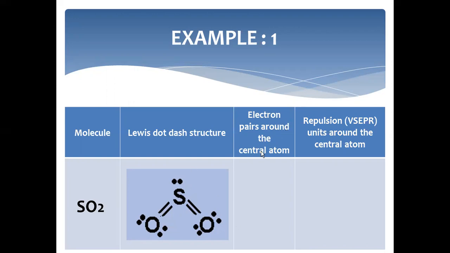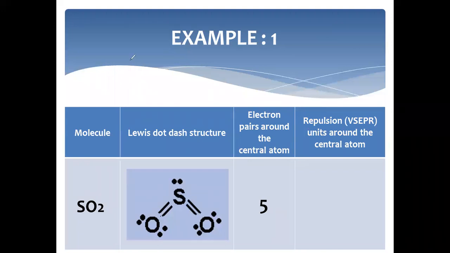So for the electron pairs around the central atom, I am talking about the central atom, not the oxygen. You have to select the sulfur to find the electron pairs around the central atom. What should be the value? Any idea? I'll give the answer. That is 5. How did this answer come? Hopefully you might guess. I will use a color and let you know.